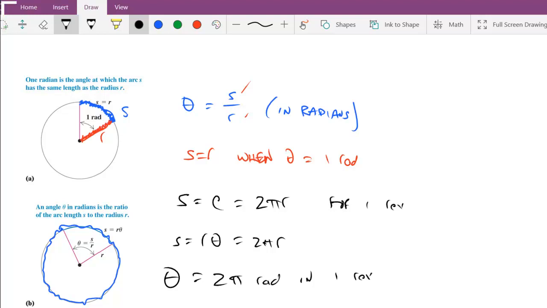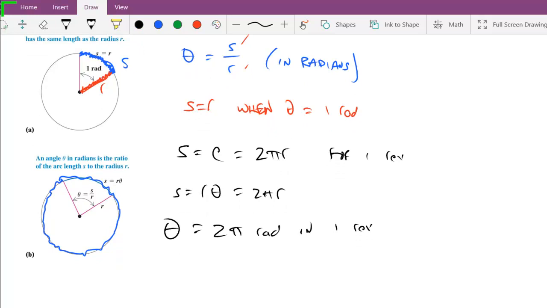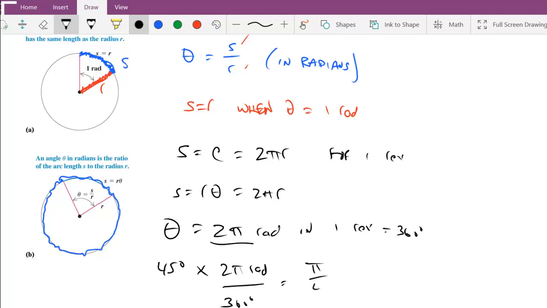So if we wanted to convert, let's say we have 45 degrees and we wanted to convert this to radians, we would say, well, we have 2 pi radians in 360 degrees, right? Because we have 2 pi radians, we also have 360 degrees in 1 revolution. So we multiply 45 degrees by 2 pi radians per 360 degrees, and we would have pi over 4 radians. This is how many radians there are in 45 degrees.